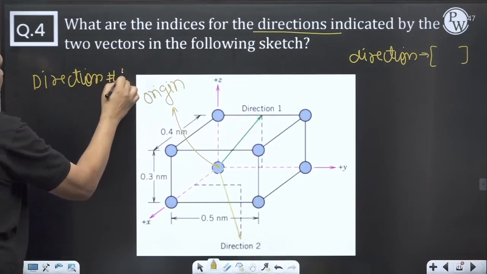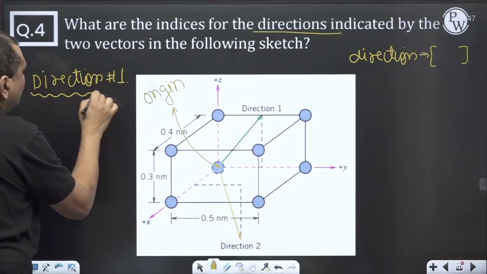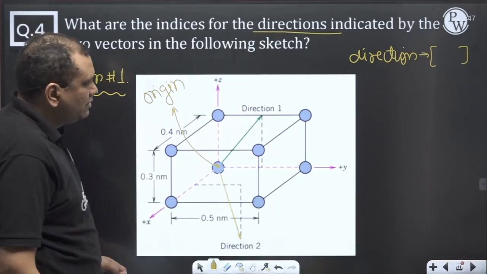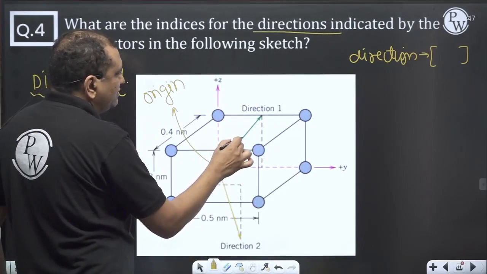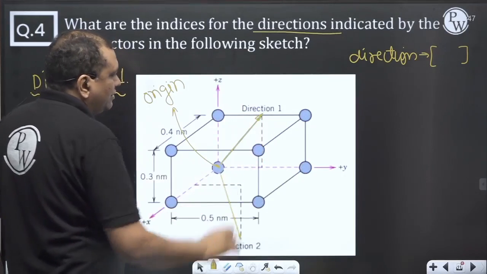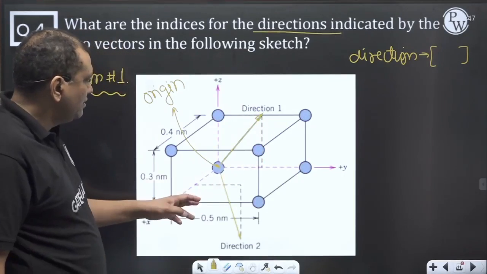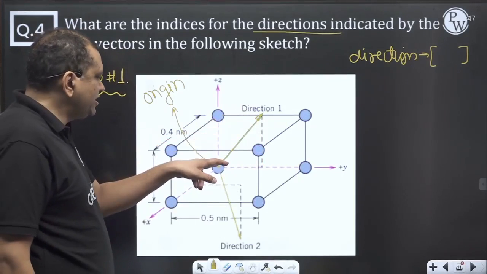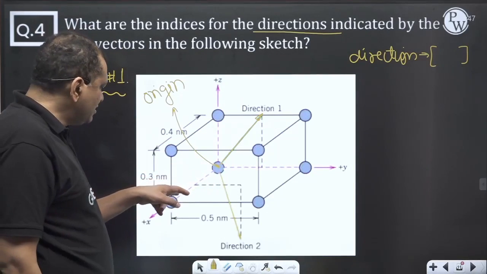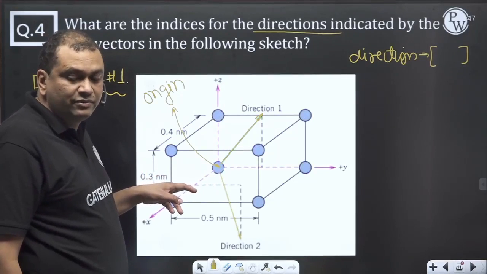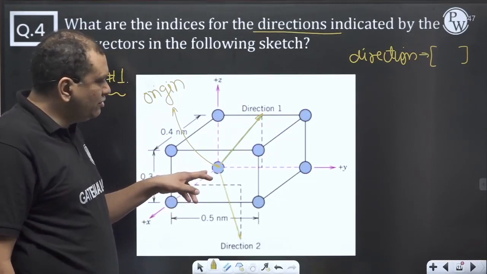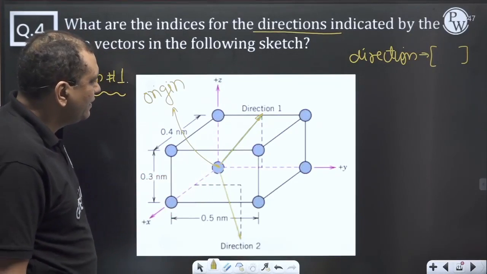Direction 1. See here, this is direction 1. Now, this direction 1 has no relationship with x, so x will be 0. So x will be 0, no relationship with the x, okay?